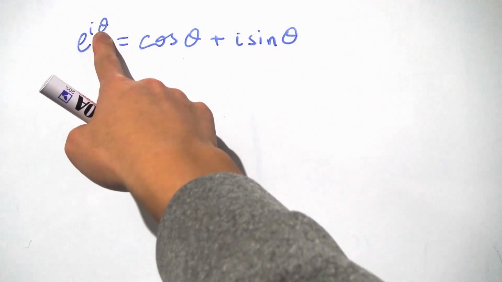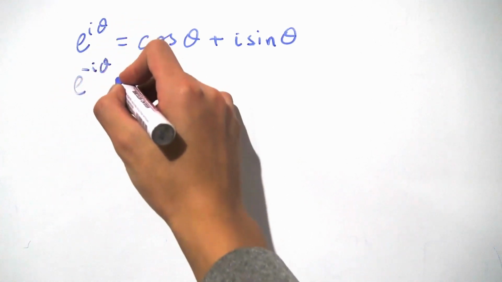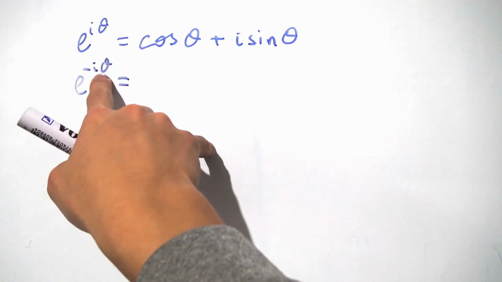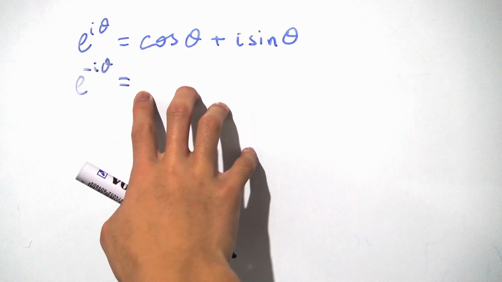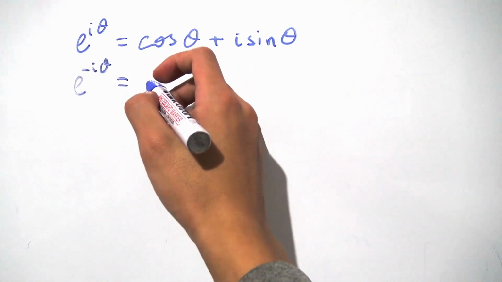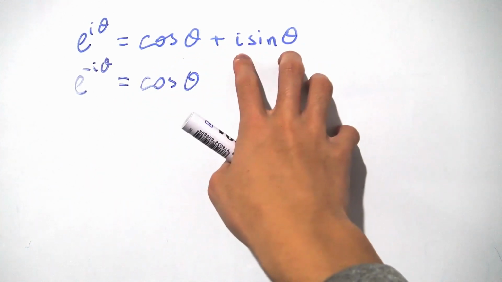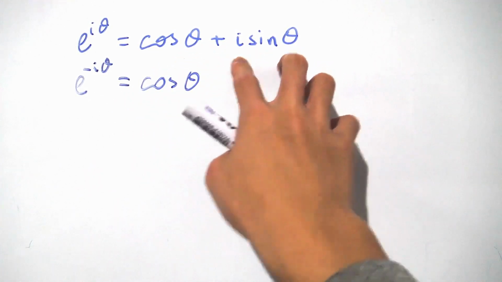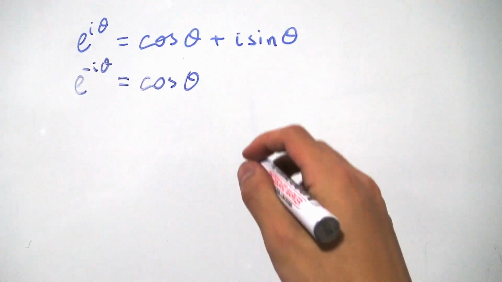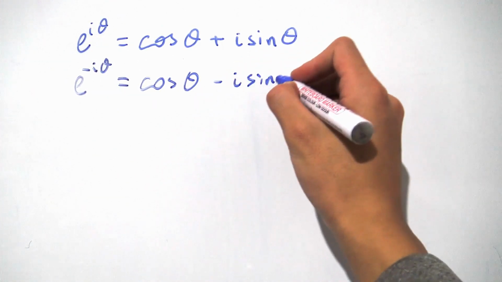Let's plug a negative into this argument right here. So we're going to end up with e to the negative i theta being equal to, so now we have a negative theta instead. So we need to have a cosine of negative theta right here. But cosine is an even function, so plugging in a negative won't change anything. So cosine of theta still stays the same. And now we have i sine of theta. Sine is an odd function, so if you plug negative theta into here, we're going to get negative sine of theta. So by that, we're going to get negative i sine of theta.